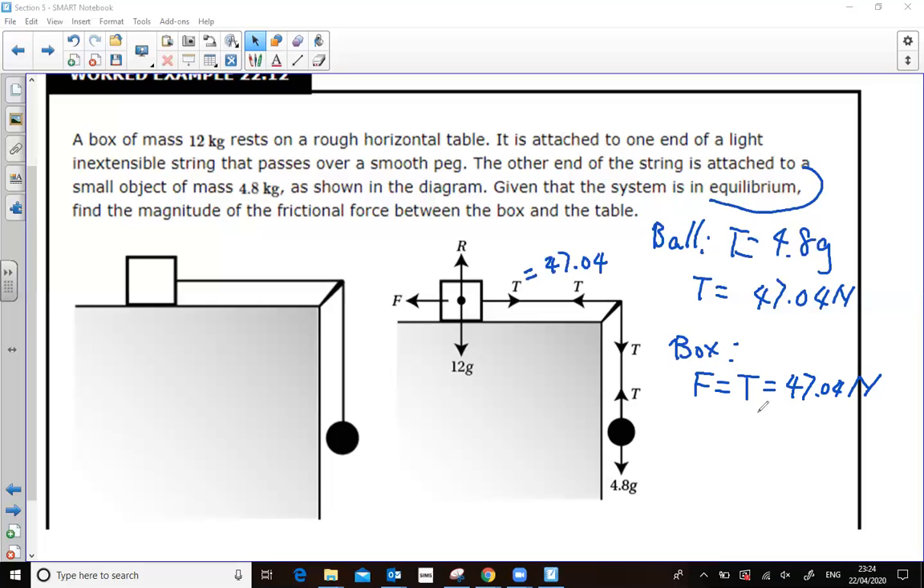The only difference between the frictional force and the tension is that they are in opposite directions, and that's it. Because we're only looking for the magnitude, here is our answer. Great, let's look at the next example.